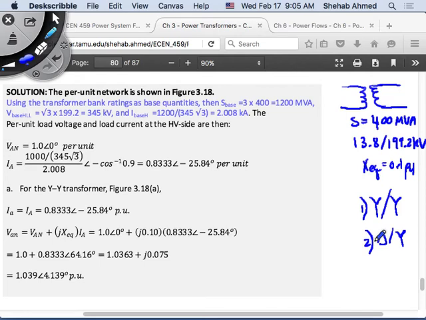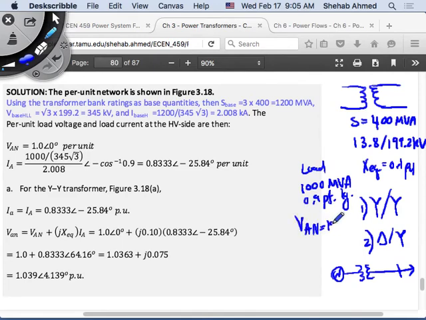And we were given the load data. The load was 1000 MVA. So we have a generator here, a transformer, and a load. The load is 1000 MVA at 0.9 power factor lagging, with a phase voltage of 199.2 angle 0 kilovolts.